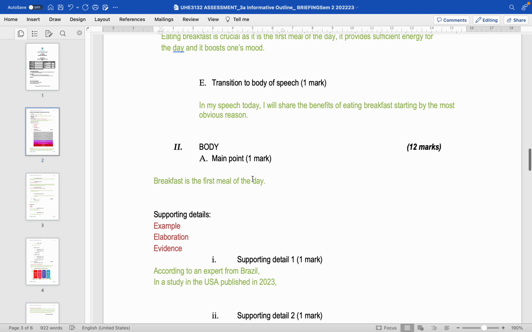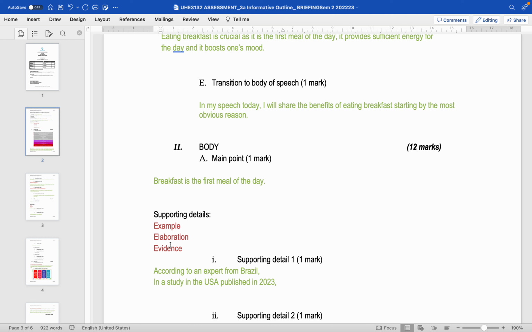Next, let's talk about how you can write supporting details. There are 3 ways for you to write supporting details. First is by giving example. You can give example, you can give testimony. Number 2, you can give elaboration on this point. And finally, give evidence based on your research, what you learned or what you researched on.